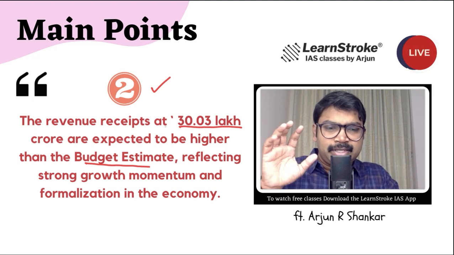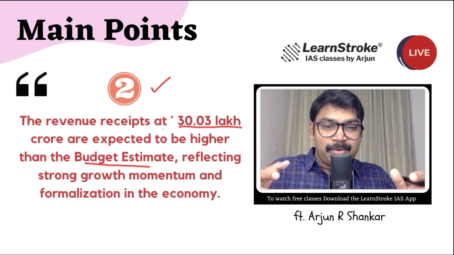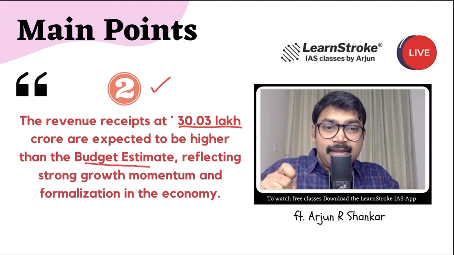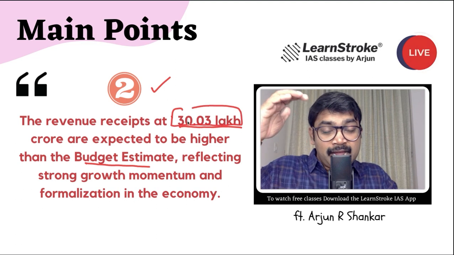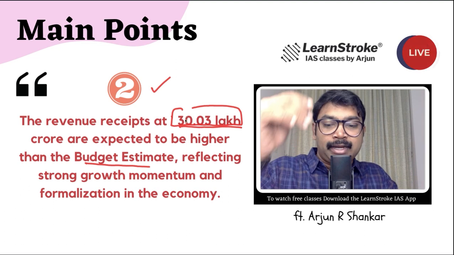The revenue receipts at 30.03, that was a revenue budget estimate. Always it's actually an estimate, adjusted, taking into consideration the financial performance based on the previous budget also. So the revenue receipts at 30.3 lakh crore is expected to be much higher than the budget estimate. We already know the budget estimate, but the revenue receipts are much bigger than that.